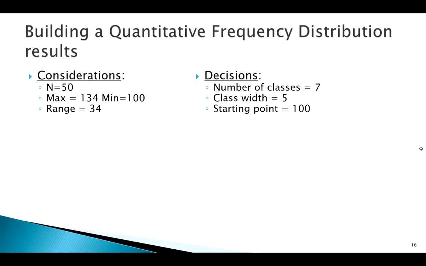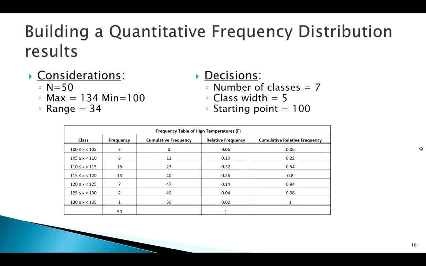So after doing all that in Excel, with the considerations we took and the decisions that we made here, the finished product might look something like this. You could do it in pretty much any software, Excel or whatever you want. Our frequency tables are a good way for organizing data. We can do categorical or quantitative.